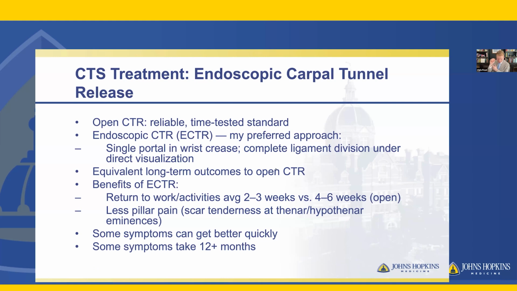What that means is I make a small incision in front of the carpal tunnel and I put in a camera that has a special blade on it, and I divide the carpal tunnel ligament, the transverse carpal ligament, from inside the wrist. When we look at long-term outcome data, patients do pretty much the same, whether they've had an open release or an endoscopic release. The endoscopic release at 3 months is the same.